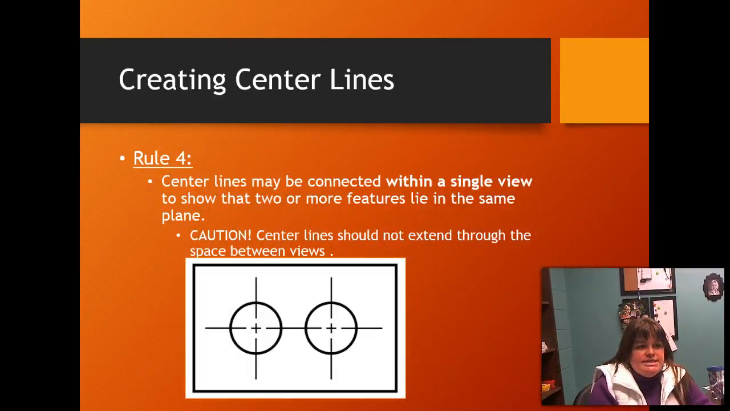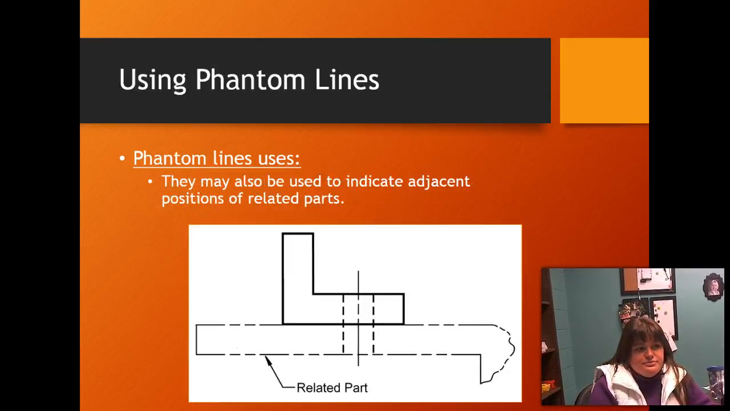The fourth rule is that center lines may be connected within a single view. So here happens to be one view where we have multiple center lines, and it's okay that this one right here connects to this one right here. What we don't want is for this center line to extend across maybe into our right side view over here. So center lines should not extend through the space between views.